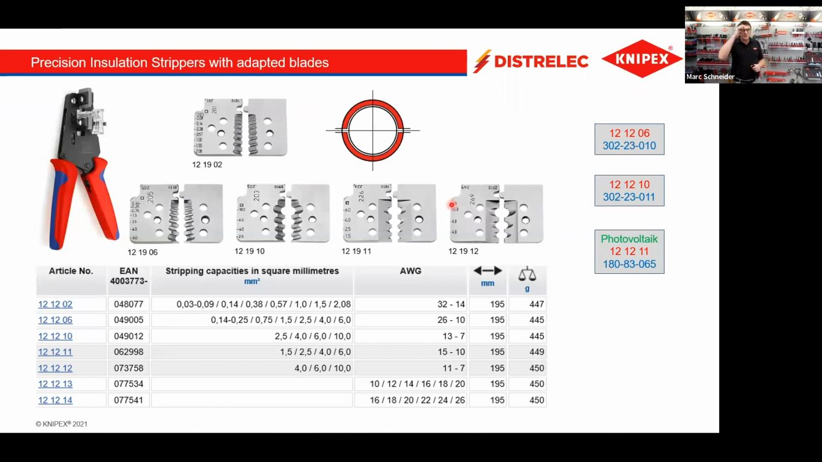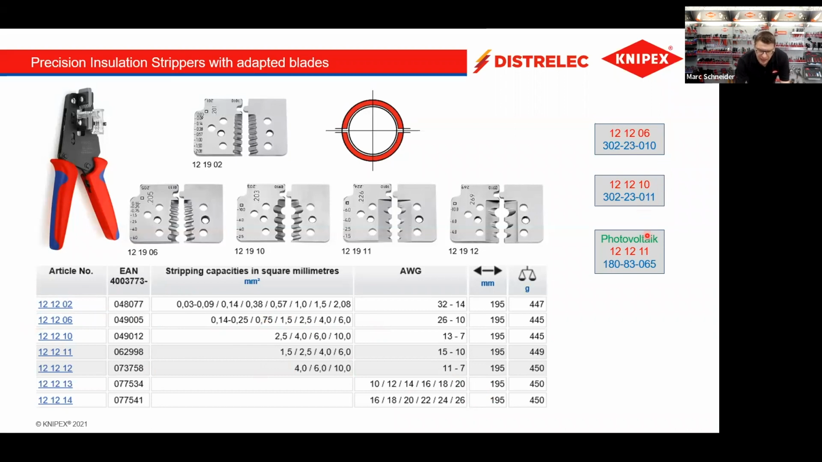So this is our tool. We offer at the moment officially 7 different articles or products. 5 are metric, and we have 2 versions with AWG blades. For example, you buy the article 121206. It goes from 0.14, 0.75, 1.5, 2.5, 4, and 6. And if you have, for example, a solar cable, which is 10 square millimeter, you can just order the spare blade of this part here and can put it into the body of the 121202.